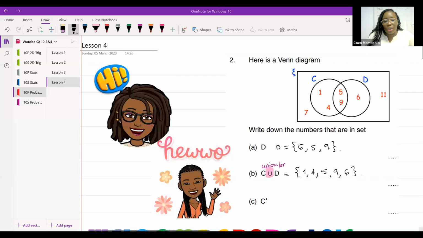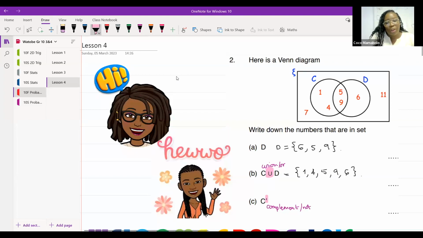All right, let's talk about this last one over here. This says C with the tiny little apostrophe. Who remembers what the apostrophe means? Correct. It's the complement. I love how everybody's just giving me the correct answers. The complement, or we also call it not.